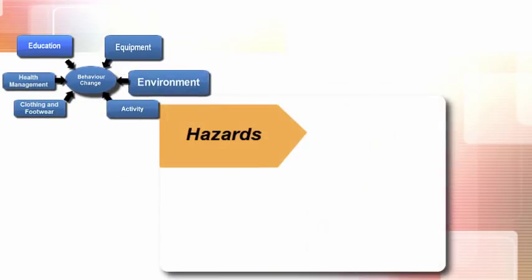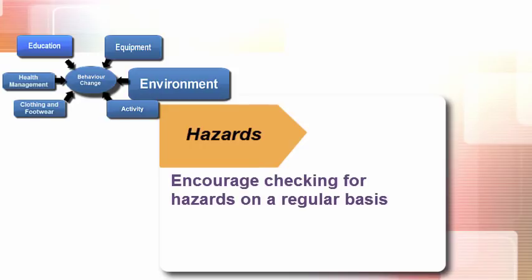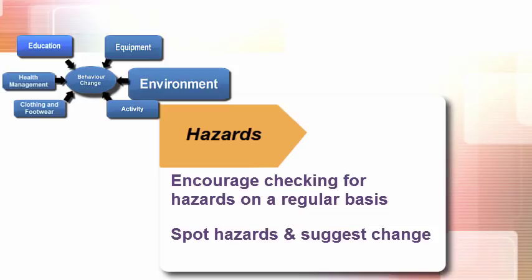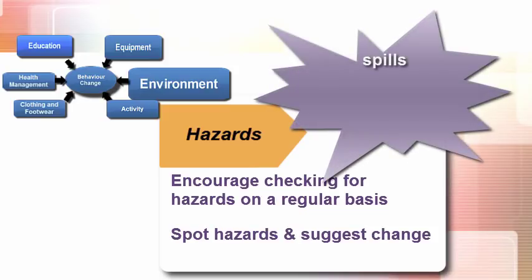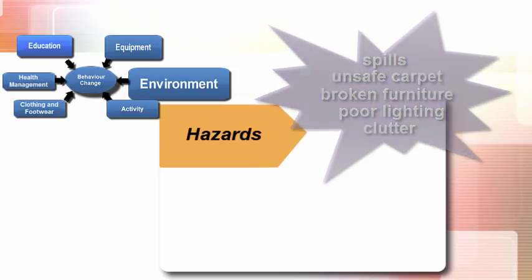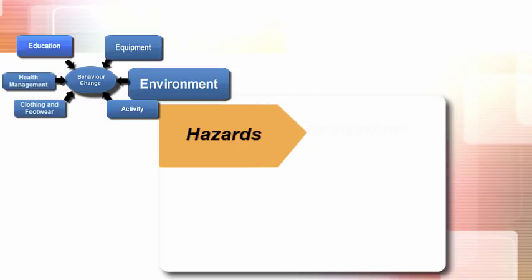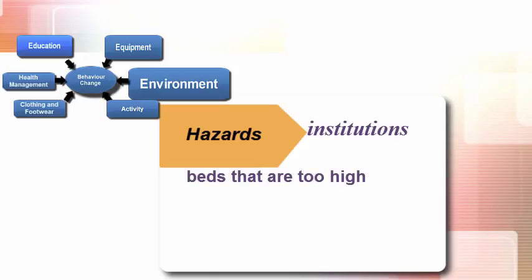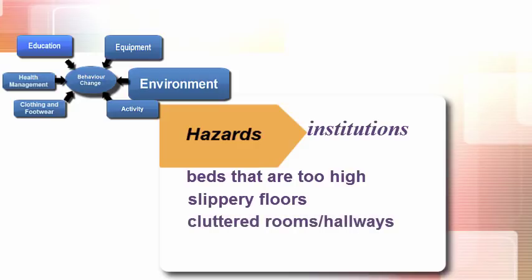There is good evidence to support the removal of hazards as a strategy for reducing fall risks. Tripping and fall hazards to look for include spills, unsafe carpet and mats, broken or unstable furniture, poor lighting, and clutter. Hazards may also exist in institutions. Examples include beds that are too high, slippery floors, and cluttered rooms and hallways.